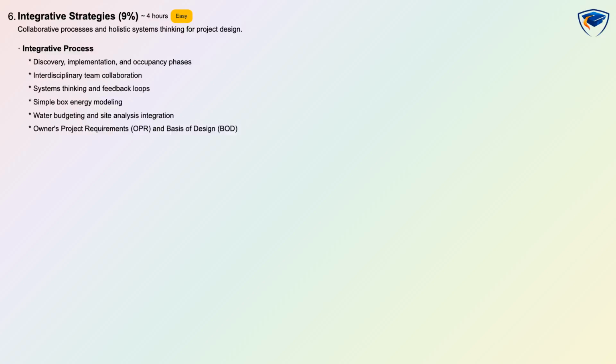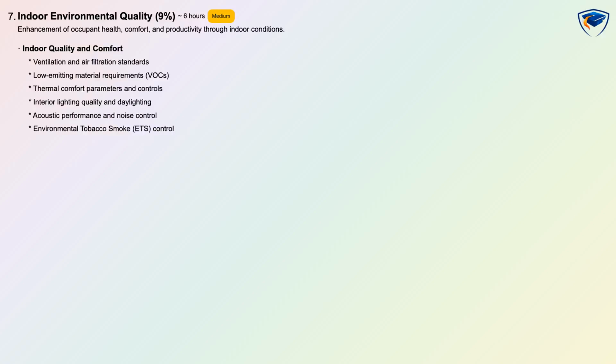design. Indoor environmental quality carries 9%, is medium difficulty, requires about 6 hours of study, and is assessed conceptually and through scenarios. This domain emphasizes occupant health and comfort with ventilation and air filtration standards, low-emitting material requirements to control VOCs, thermal comfort parameters and controls, and interior lighting quality and daylighting.